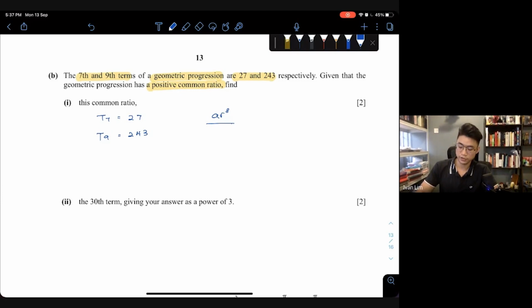T9 divided by T7. ar to the power of 8 divided by ar to the power of 6 equals 243 over 27. Okay, because we want to find r. And why we divide is because you got a that you can divide off. r to the power 8 divided by r to the power 6 will be r squared. So r squared equals 9. r equals plus minus 3, which you only take positive. So r equals 3.